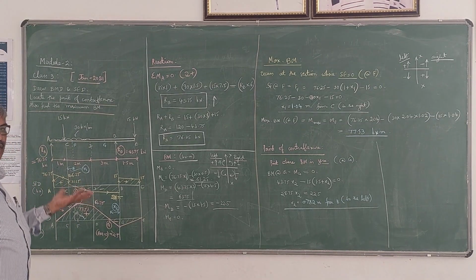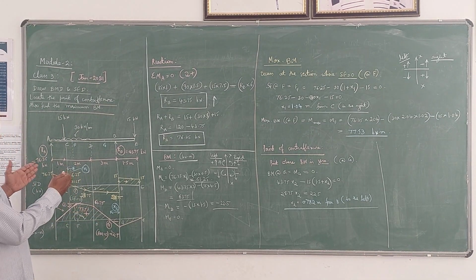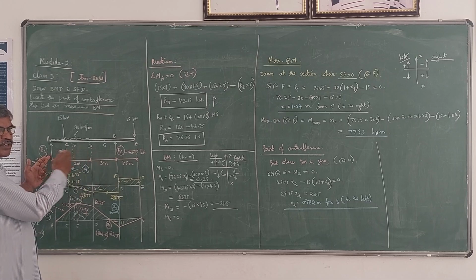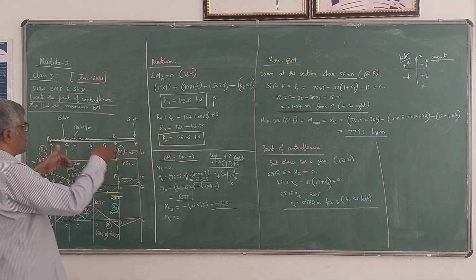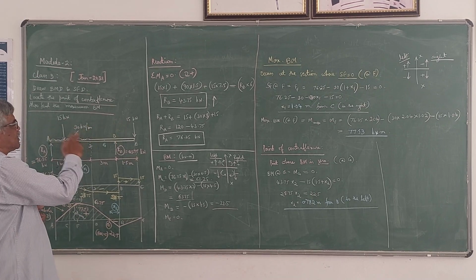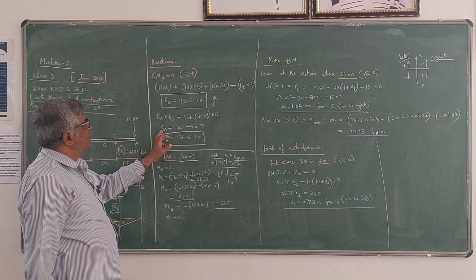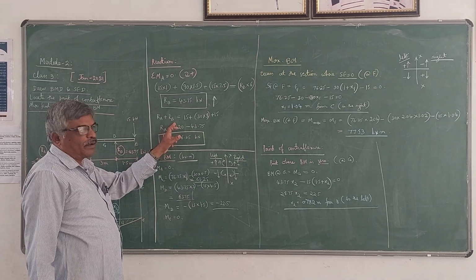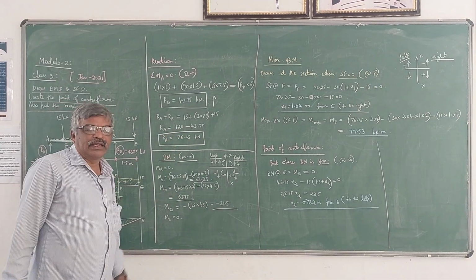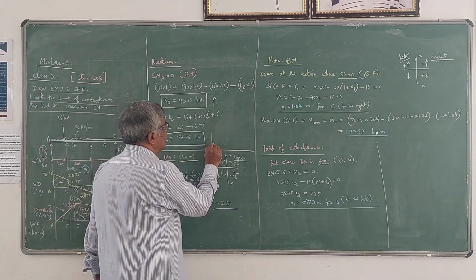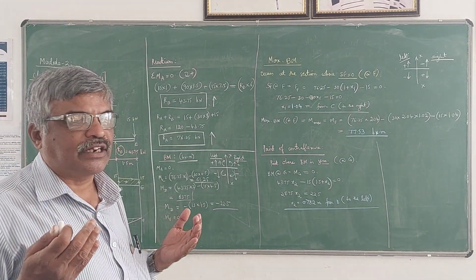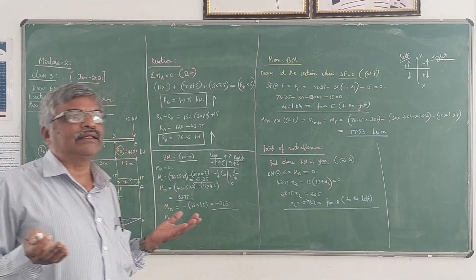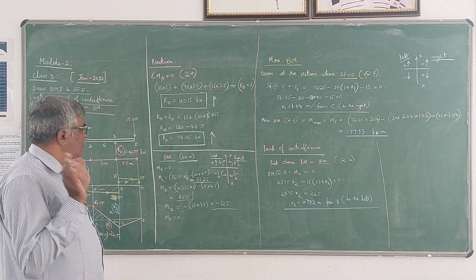Then using the other equilibrium equation, the upward forces are RA and RB. The sum of upward forces, RA plus RB, is equal to the sum of downward forces, so 15 plus 15 plus 90. Therefore, if you substitute for RB in this equation, you will get RA as 76.25 kilonewton. This is also positive, which means the assumed direction is correct. If the value of a reaction comes out negative, then the reaction acts in the opposite direction.